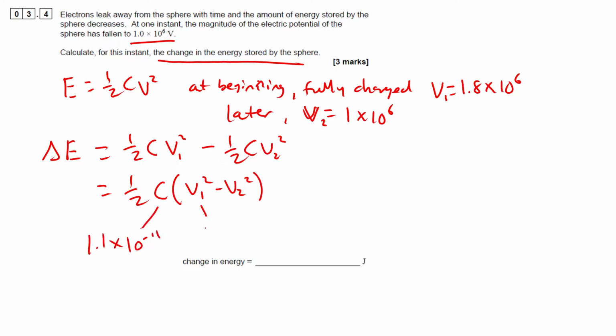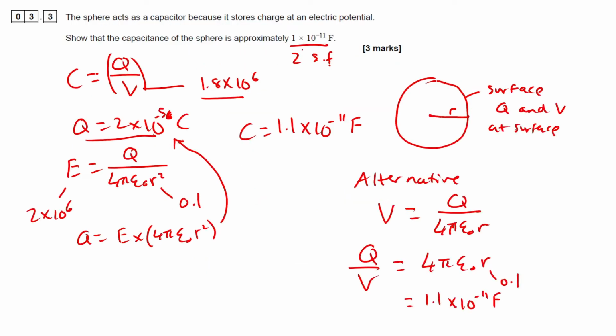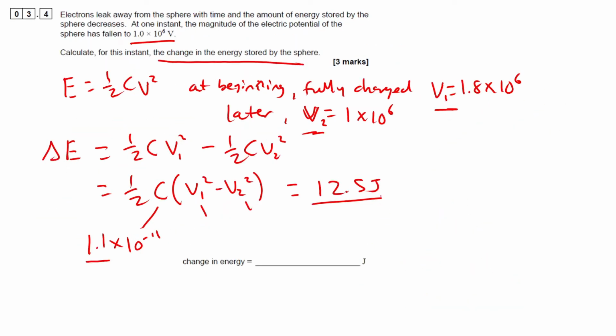V1 is written up here, V2 is up here. Then we can put the numbers in and get a change in energy of 12.5 joules. You have to be careful using these numbers, because even if you didn't get the 1.1 times 10 to the minus 11, you could still use the number they gave you, and the error would be carried forward and they will still give you the marks as long as you use the right method.